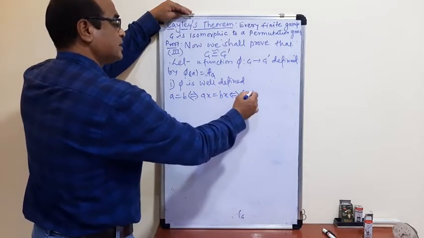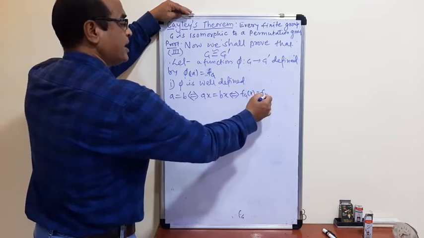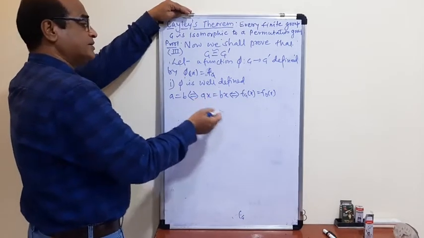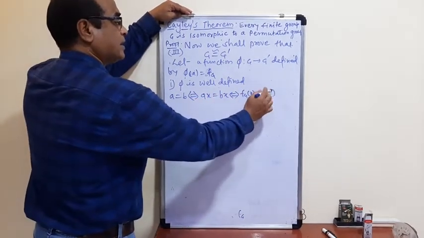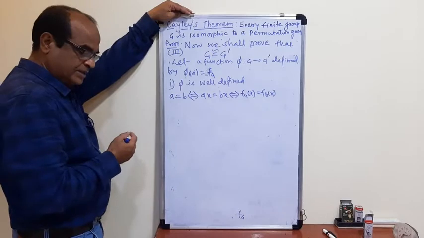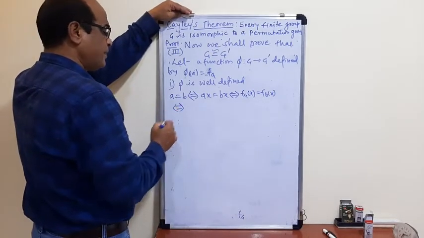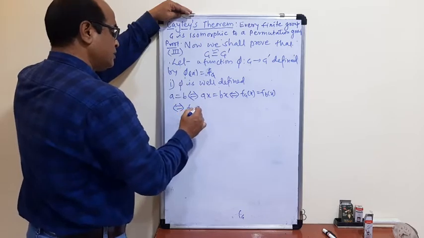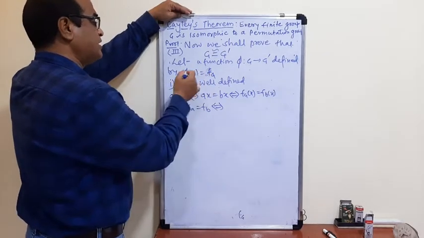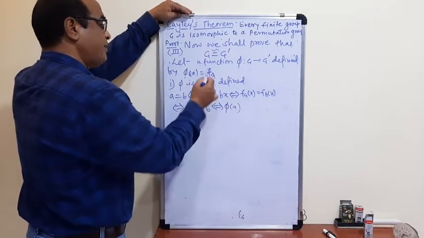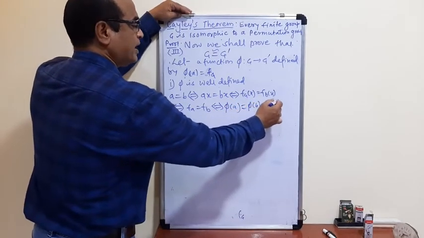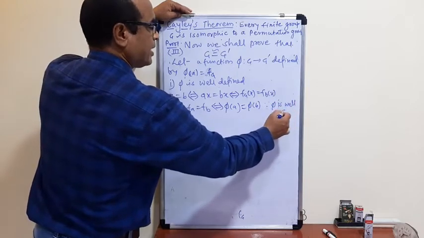fa x is equal to fb x. We already defined the function fa, so fa x is ax, and fb x is bx. So fa x is equal to fb x, which implies that fa is equal to fb. What is fa? Fa is phi a. What is fb? Fb is phi b. Therefore, phi is well defined.